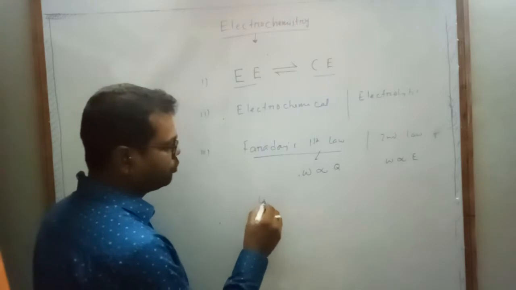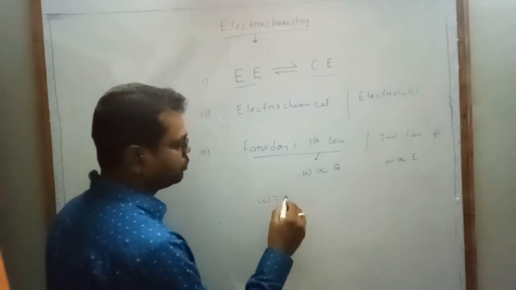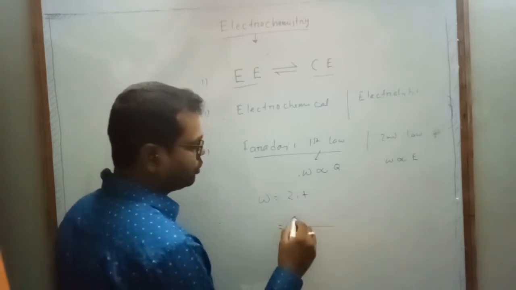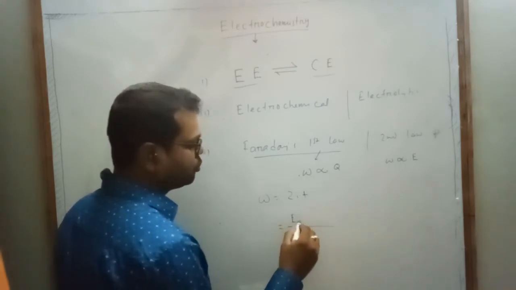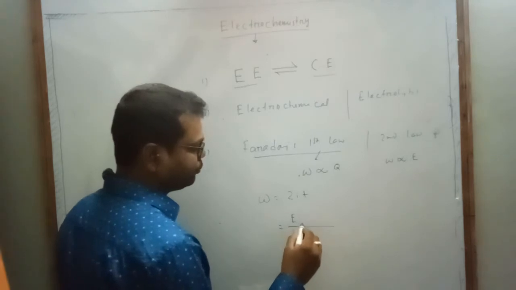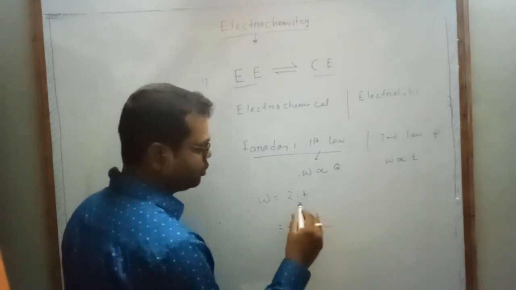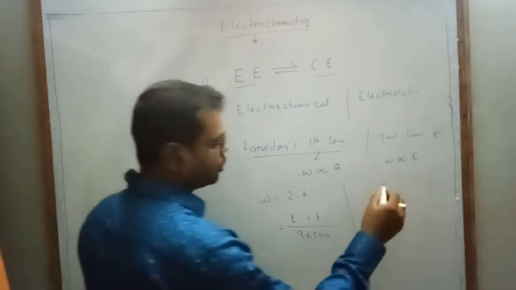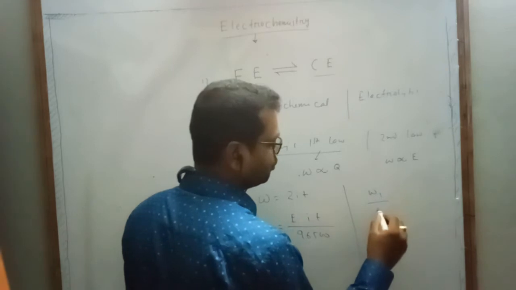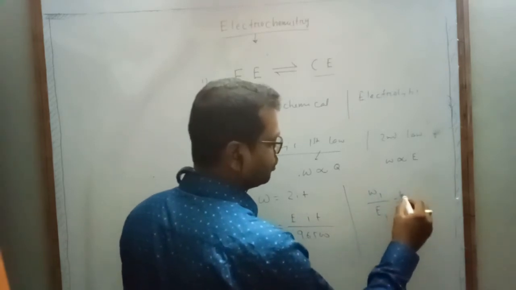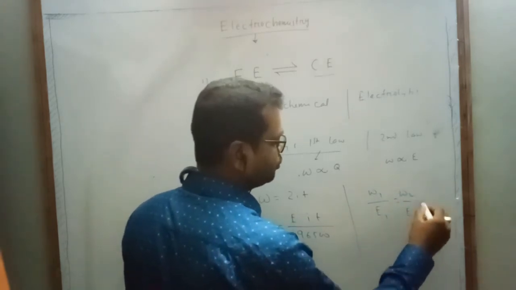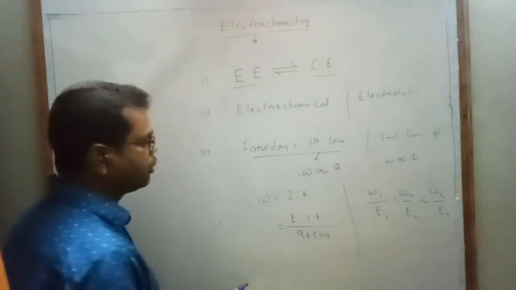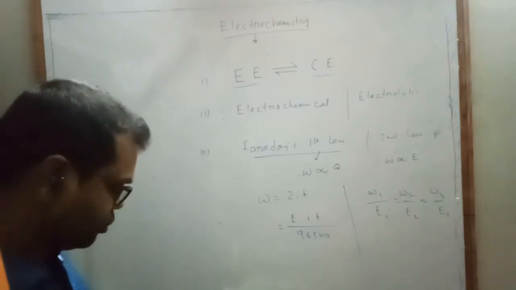The first law, W equal to ZIT, can be modified again. So what is Z? This is your equivalent mass into I into T by 96500. Second law, it is W1 by E1, W2 by E2, W3 by E3. So this is first law, this one is second law.